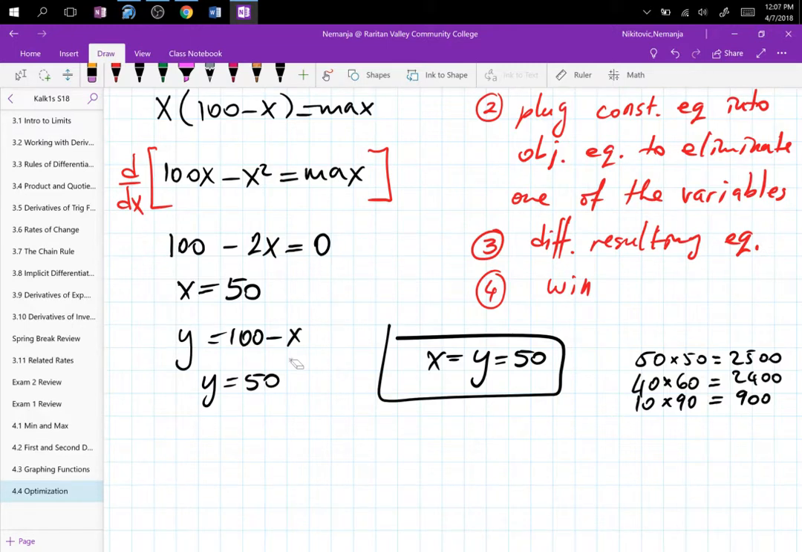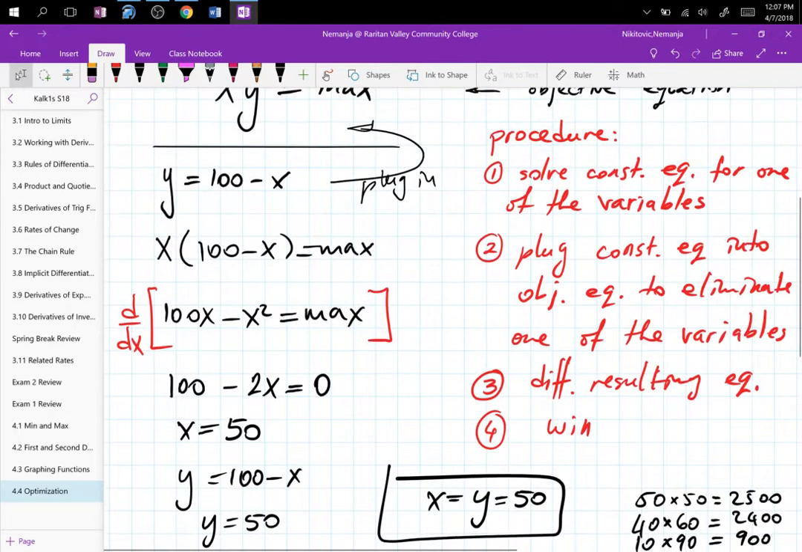So this is done. That's 4.4. The procedure: you come up with equations from the text, and that should be the hard part. The rest: solve one equation for a variable, plug into the other equation to eliminate the variable, differentiate, and then you have your values.